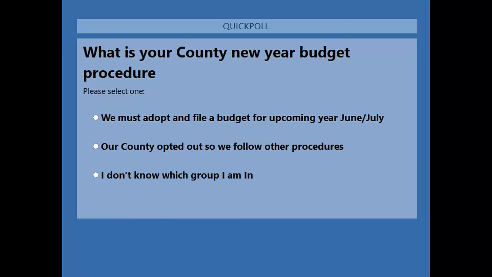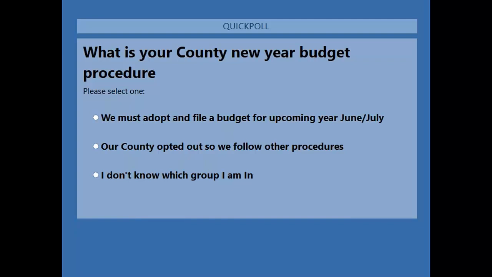I want to make sure you understand that I've given these names of Group 1, Group 2, and Group 3. If you call your county and say, what group am I in, they're not going to understand what you mean. You'll need to talk about, do we file a tax budget, or what is our alternate process?